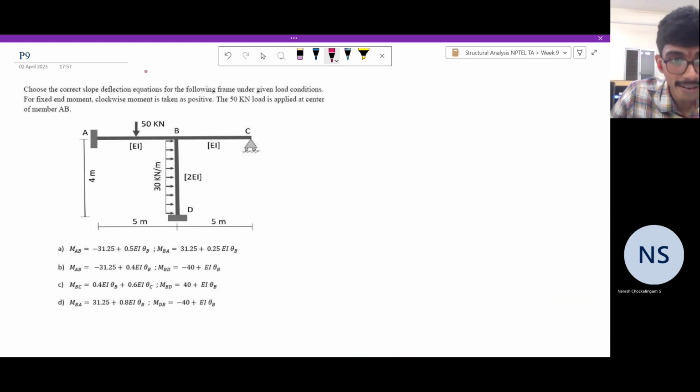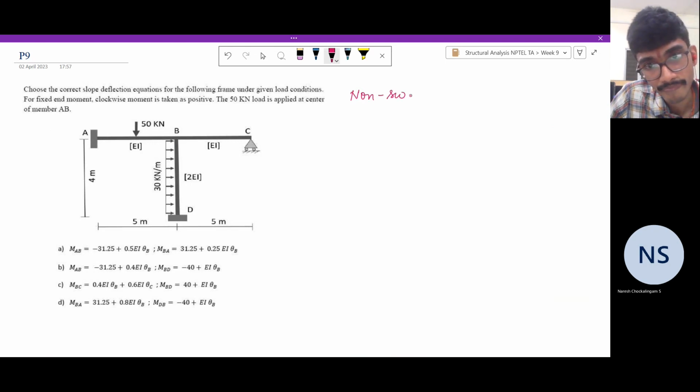Sway is when the structure has a relative horizontal displacement, a global horizontal displacement. But if it is sufficiently restrained, it will not sway. So this is a non-sway frame. There is no side sway. Why is that there is no side sway? You can see.